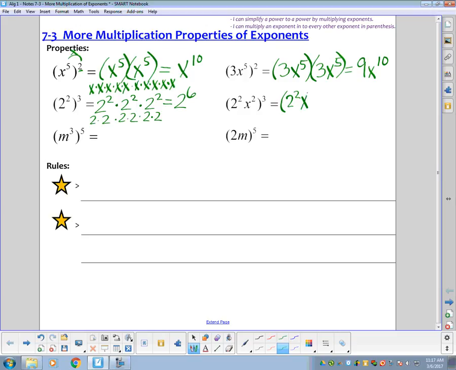2 squared, x squared, 3 times. Okay, so let's think about this in terms of 2 as our base. How many 2's do I have? 2 plus 2 plus 2 is 6. 2 to the 6. How many x's?